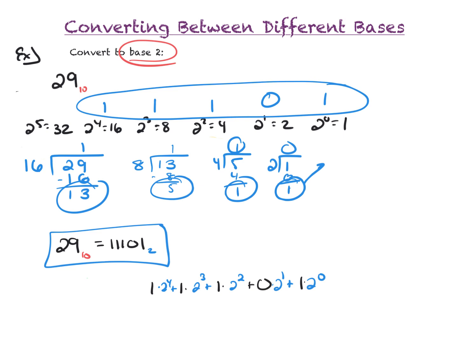So 2 to the 4th was 16. 2 cubed is 8. 2 squared is 4. 0 times 2 is 0. And 1 times 1 is 1. So 16 plus 8 plus 4 plus 1, sure enough, is 29. So this would be going back from binary into base 10. Let's do one last example.